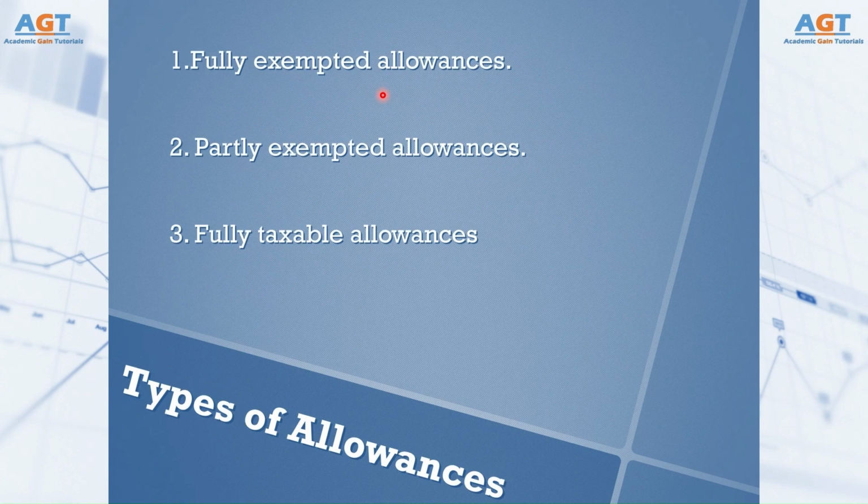Types of allowances. Allowances generally fall under three categories: fully exempt allowances, partly exempt allowances, fully taxable allowances. As we move ahead, we will explore examples of each category.